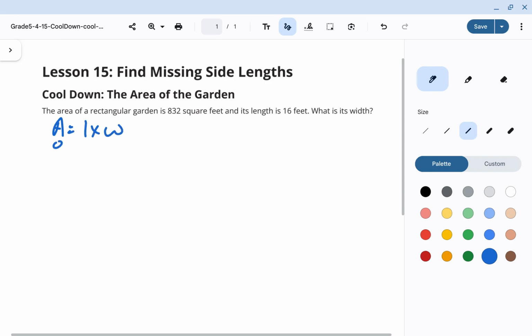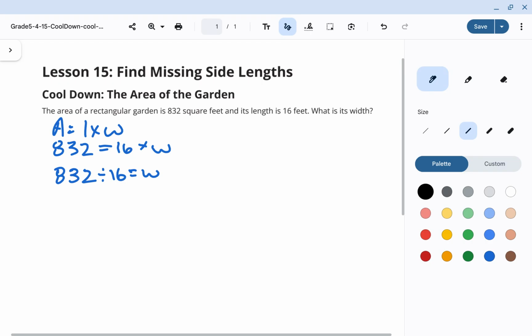If I know the entire area is 832 square feet, I know that the length is 16, but I am questioning what the width is. We know that we need to divide, right? So if I take 832 and I divide it by 16, I will find out what the width of the garden is, which is certainly the task in this lesson 15.